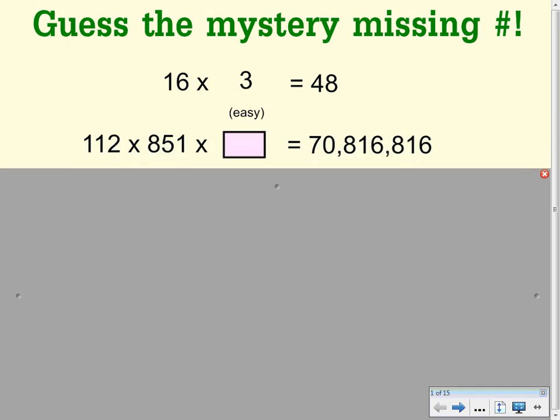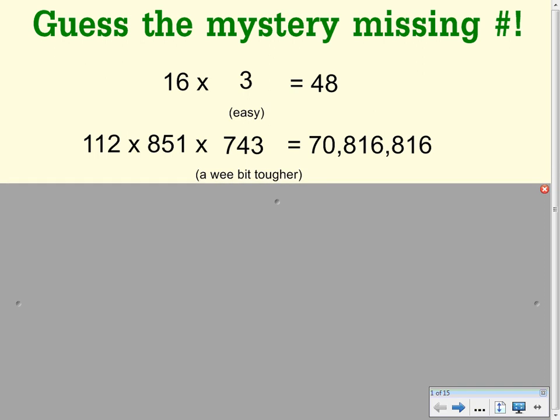Here it comes. 112 times 851 times something is 70,816,816. What do you think? Get your calculator, I'll give you a few seconds here. Pause the video. I'm going to give you the answer really quick. Are you ready? 112 times 851 times 743. That's right.